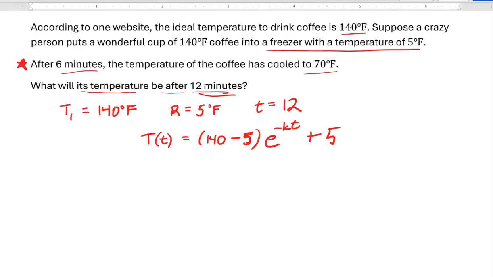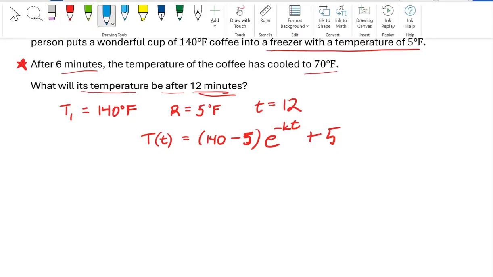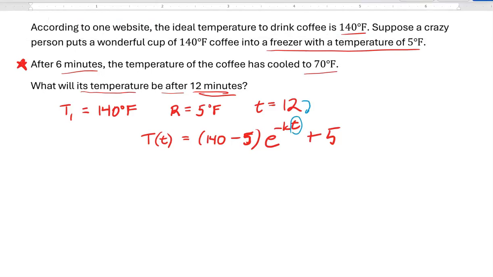Why don't I just plug it in? Isn't that all I need right there? Well, see, the issue is that we have the time right there, 12. Okay, that's fine. But we also have this K number. We don't know the rate of cooling to start with. We don't know how fast it's going to cool off. We're going to have to figure that out. Okay, so that's where this comes in.